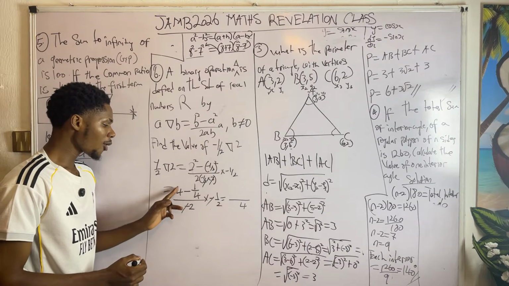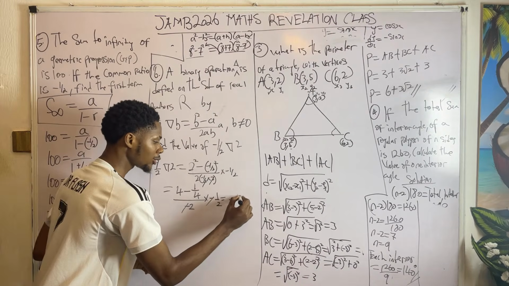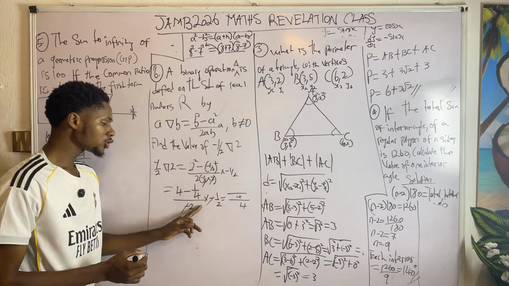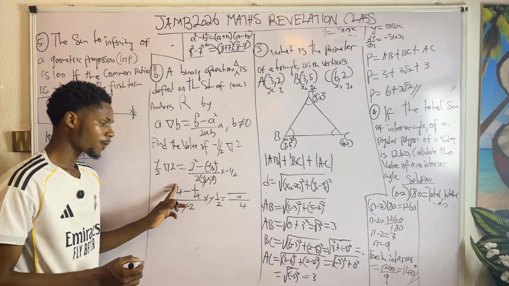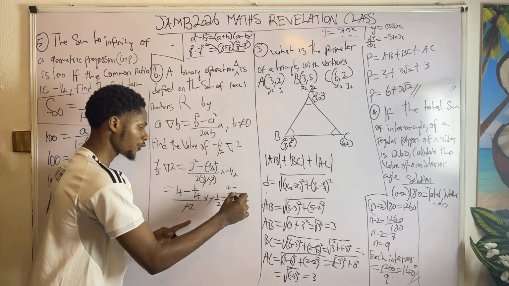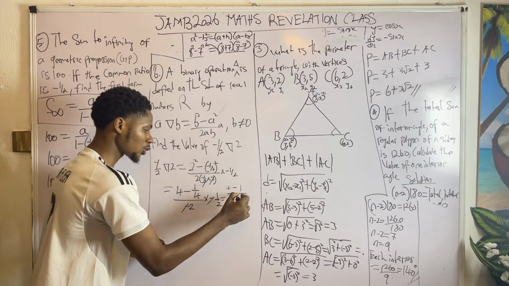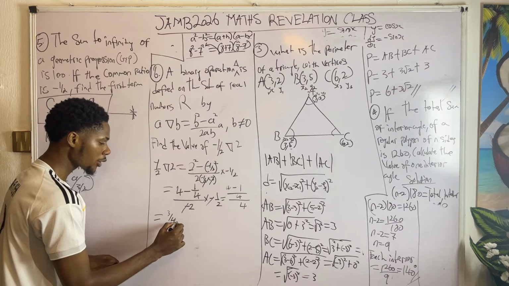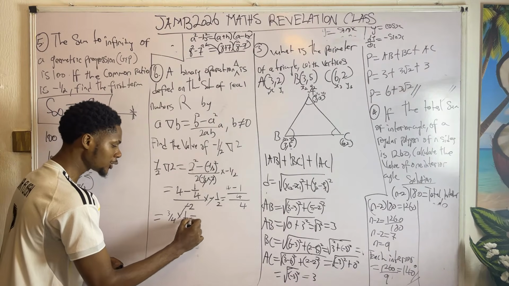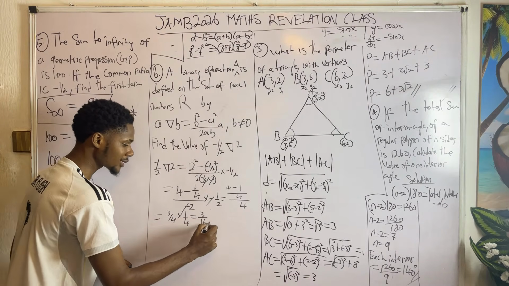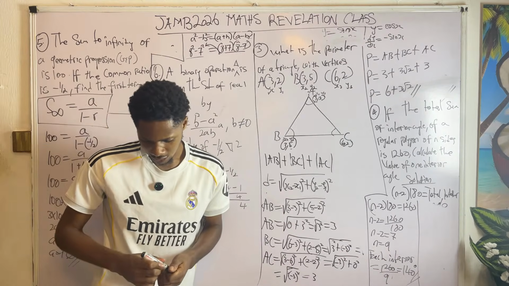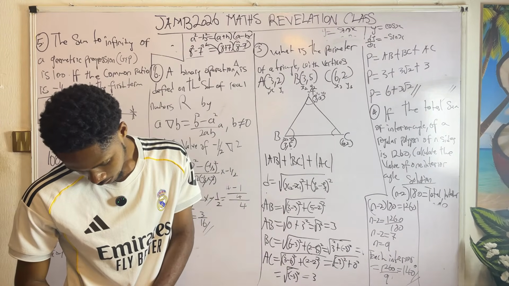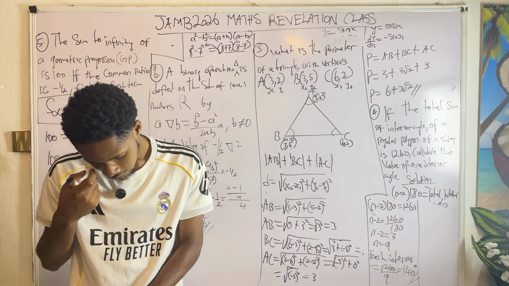Now, what is the LCM of 4 and 1? We have another 4. 4 into 4 is 1 times 4, that's 4, minus 4 into 4 is 1 times 1, that's 1. So hence we're going to have 4 minus 1, that's 3 over 4, times 1 over 4. Now this will be equal to 3 over 16. Okay, 3 over 16 is the right answer.